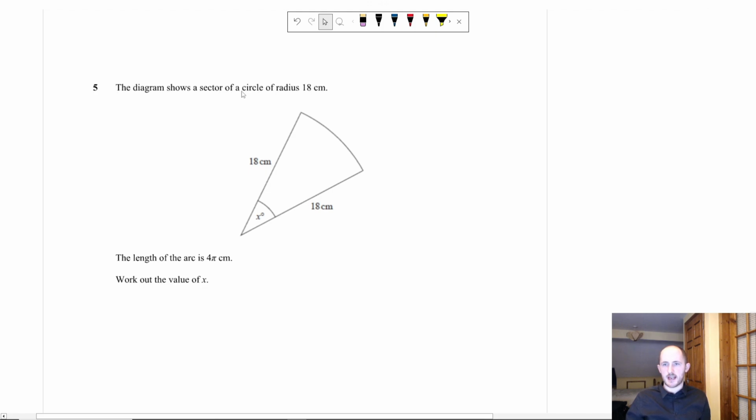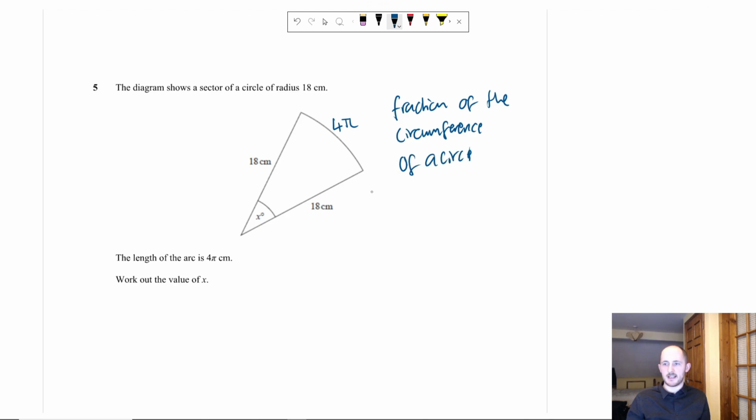The diagram shows a sector of a circle of radius 18 centimeters. The length of the arc, so that means this thing here, is 4 pi. We need to work out the value of x. Okay, so here, what I'd recommend doing is thinking about what is an arc. An arc is just a fraction of the circumference of a circle, right? Yeah, I can speak a lot faster than I write. Okay, so what they've done is, it's like a pizza slice, right? So this is like a slice of pizza. It's just a fraction of a whole pizza, right?